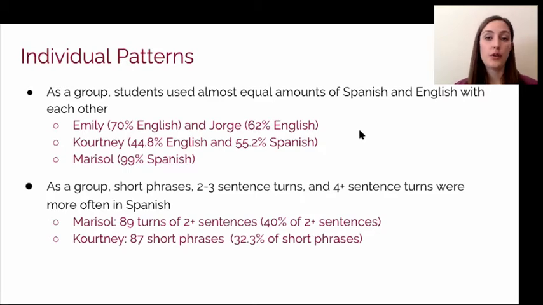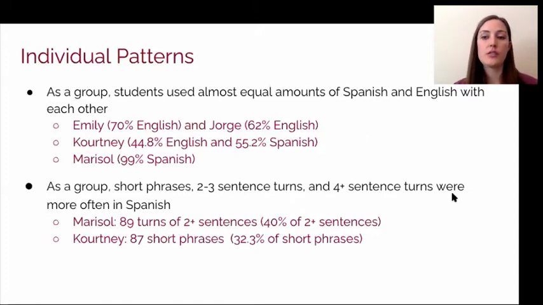She and her table partner, who was also new to the country, would often chat while they were working. And a lot of her turns were 3-4 sentences long. So this contributed to the group trend of having more longer turns more often be in Spanish than in English. Courtney really used short phrases because she often answered questions during teacher-fronted time. And so she contributed a lot of the short turns, or short phrases, I'm sorry, that were in Spanish.